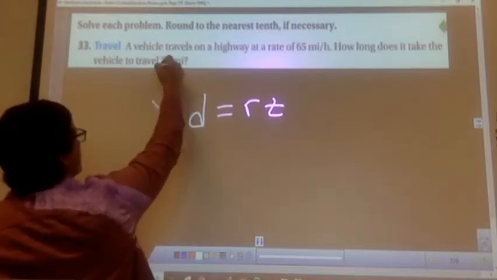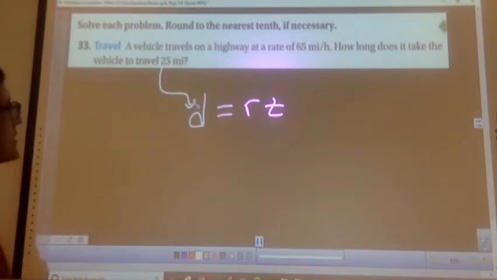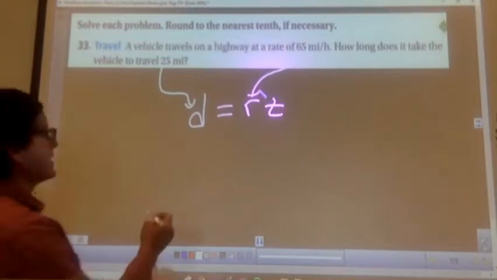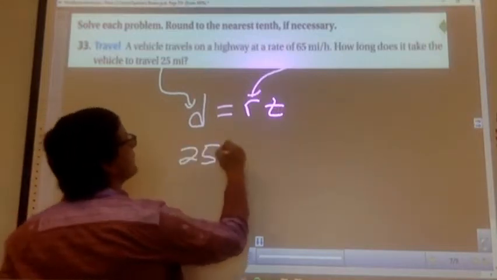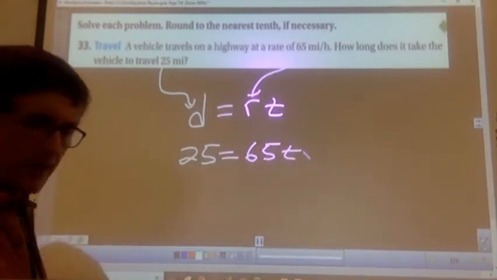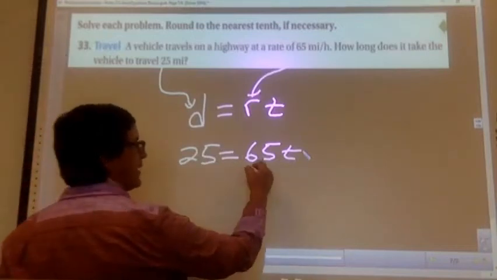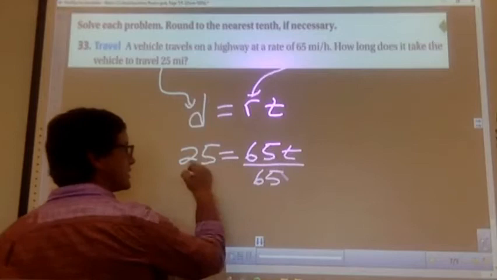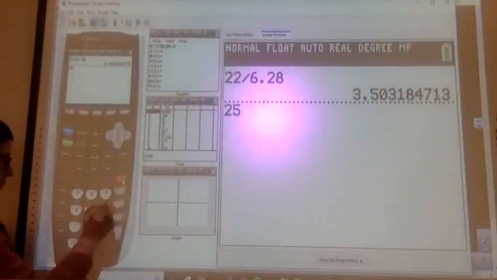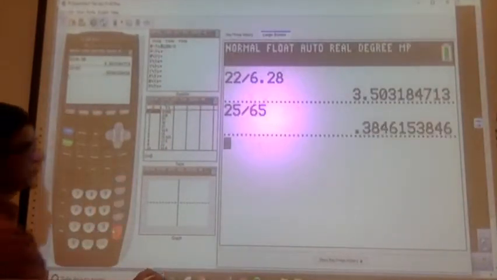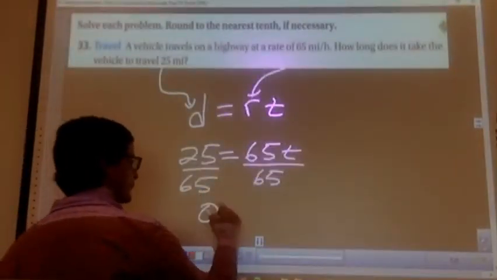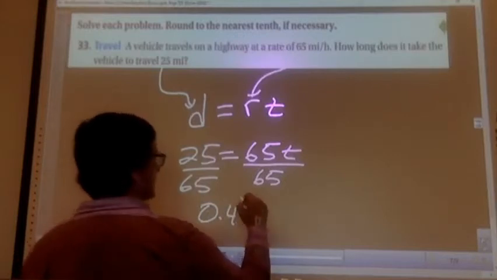So they want to know 25 miles. That's the distance. The rate is 65, and we want to see how long that takes. So 25 equals 65 times t. I think we did this one in the notes, or somebody asked me this question during work time on Friday. So last step, divide by 65 on both sides. And then 25 divided by 65, we're rounding to tenths, so 0.4. And that's hours.